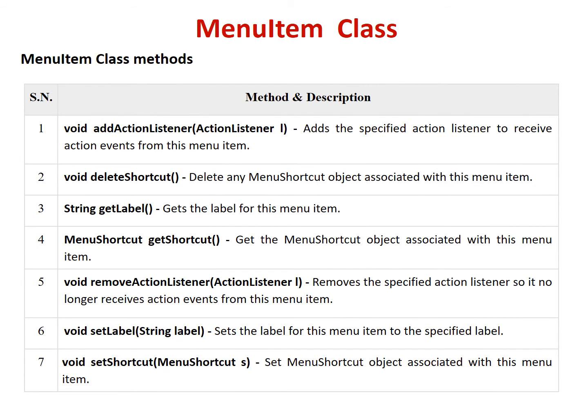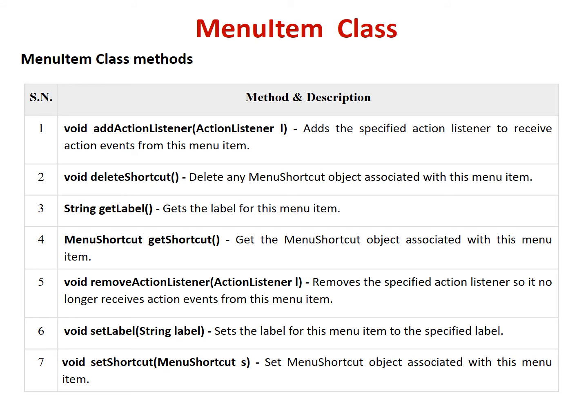Now we will see some methods from the MenuItem class. The first method is addActionListener. It adds the specified action listener to receive action events from the menu item. Next is deleteShortcut, which deletes the MenuShortcut object associated with the menu item.